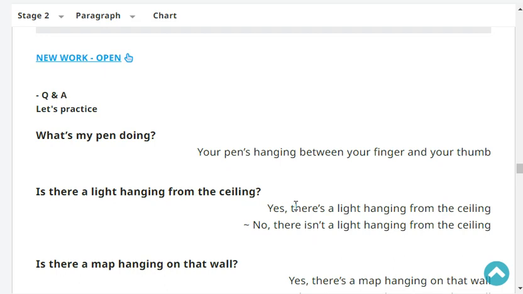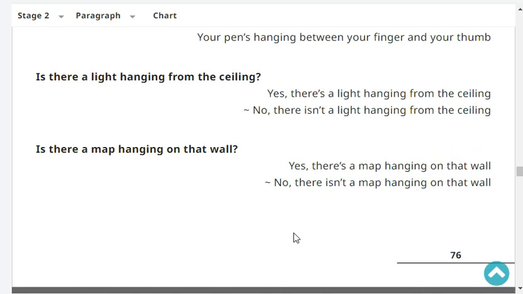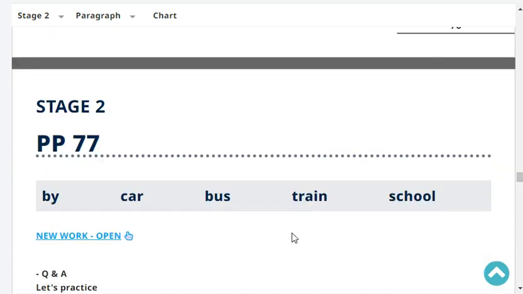Is there a light hanging from the ceiling? Yes, there's a light hanging from the ceiling. Is there a map hanging on that wall? Yes, there's a map hanging on that wall. Very good. Okay, next.